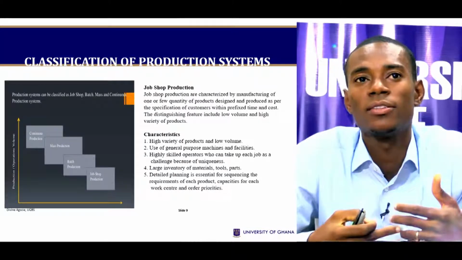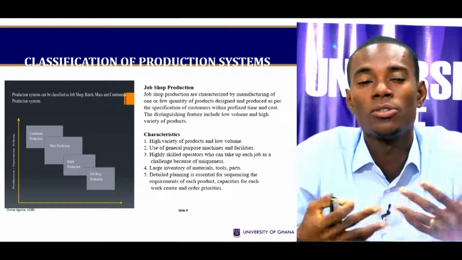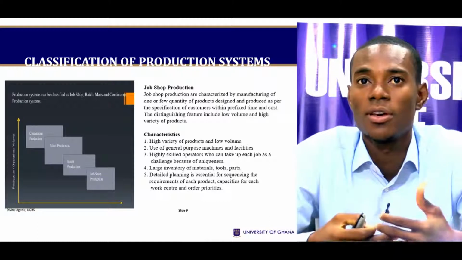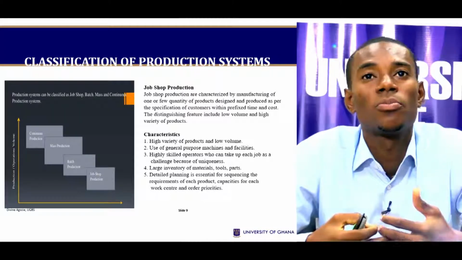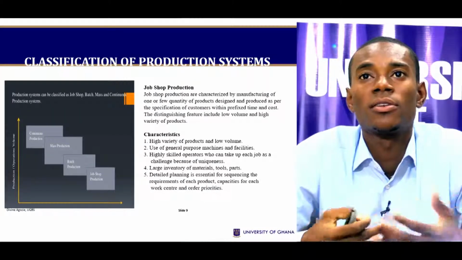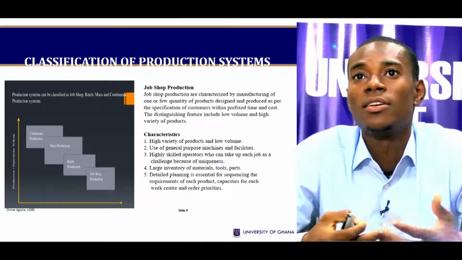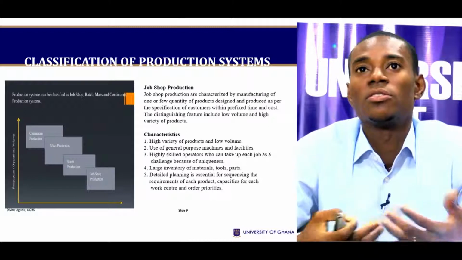So we're going to look at the other ones. I'm pretty sure we'll only look at the job shop in this session, and then in the subsequent sessions we'll see the other ones. Now, a typical job shop production is characterized by the manufacturing of one or a few quantities of products designed per the specification of the customer.